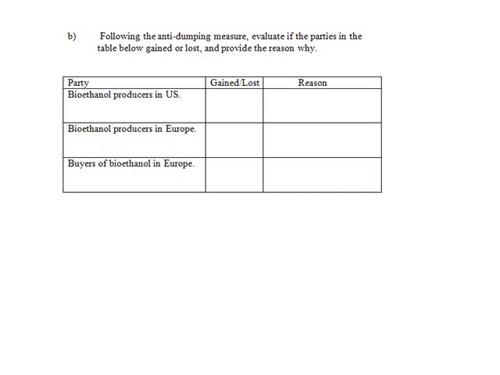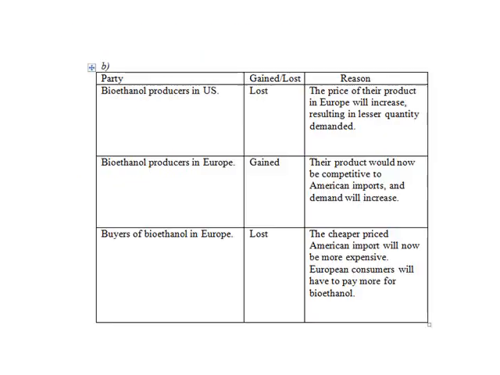Now, following the anti-dumping measure, evaluate if the parties in the table below gain or lose and provide the reason why. So after EU imposed the tariff on bioethanol imports coming in from the US, let's take a look. Who gained and who lost? Now, the bioethanol producers in the US, of course, lost, because their products going to Europe is now taxed by the tariff. So now they cannot export as much because fewer people will buy from them, because now their products are more expensive after the imposition of the tariff.